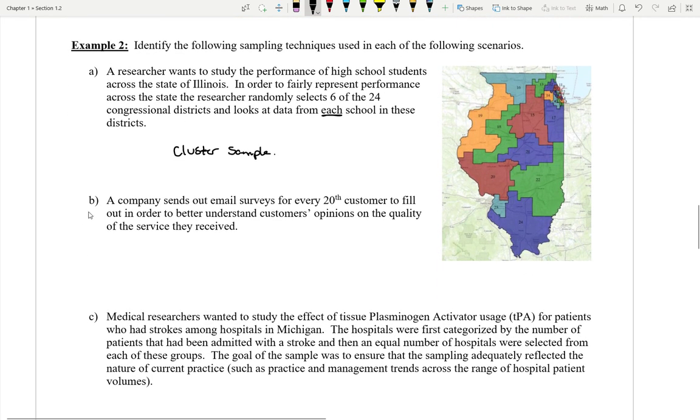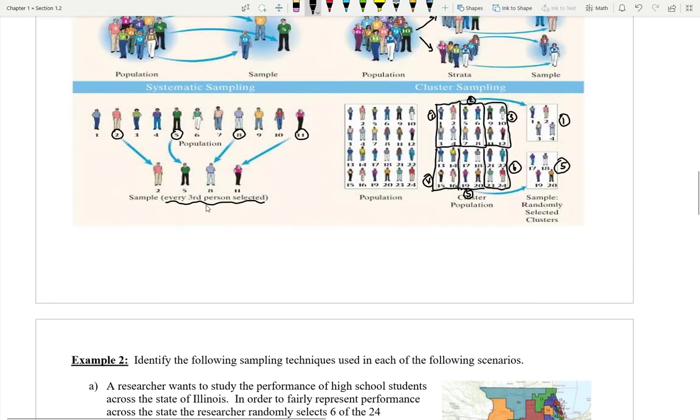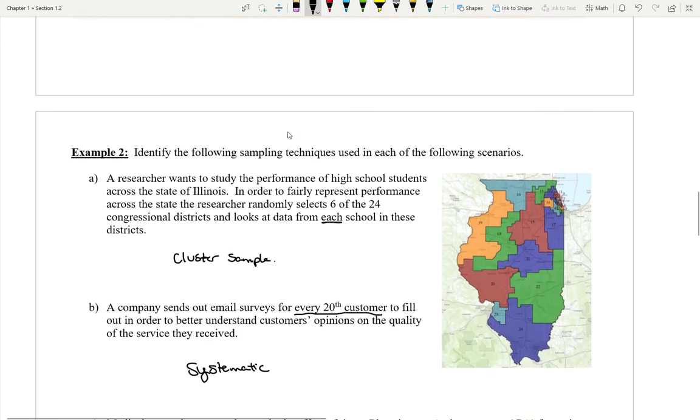Let's try part B. A company sends out email surveys for every 20th customer to fill out to better understand customers' opinions on the quality of the services that they received. This is where, again, identifying this is often very easy. If I'm sending something out to every 20th customer, that's automatically got to be that systematic sampling technique. Right? It's very much like what we saw here, where I'm going every third.